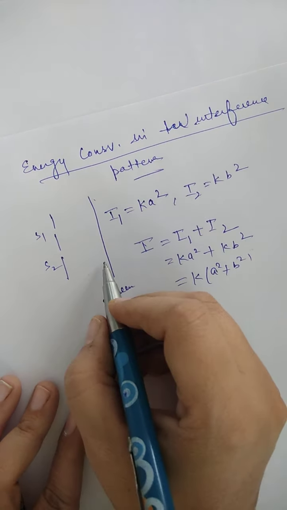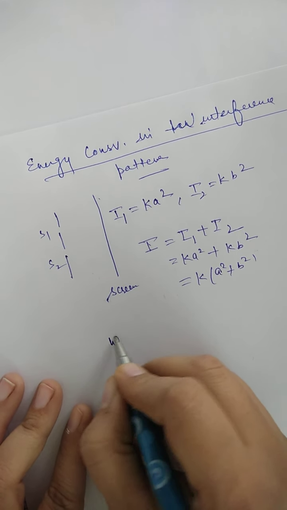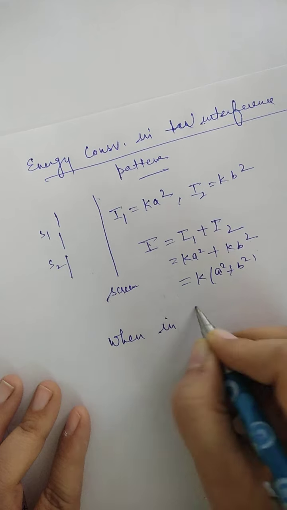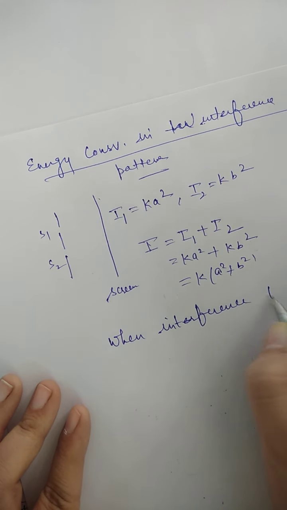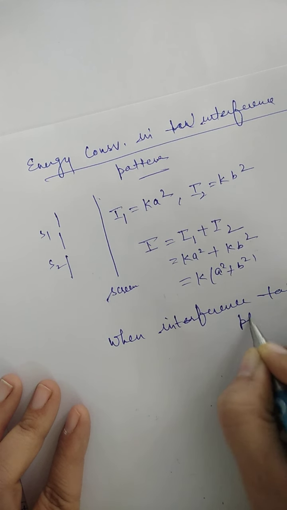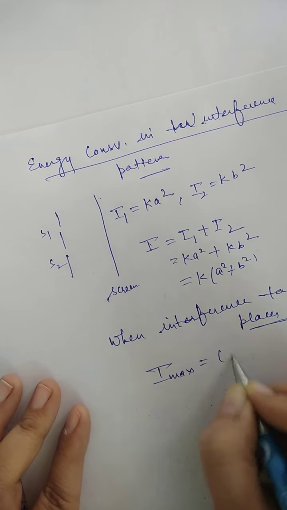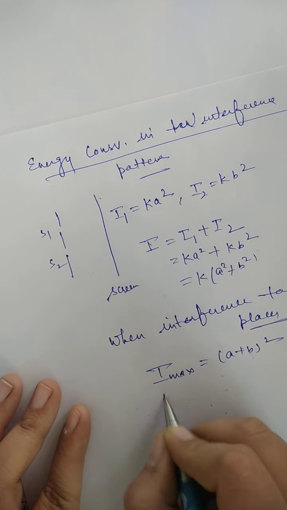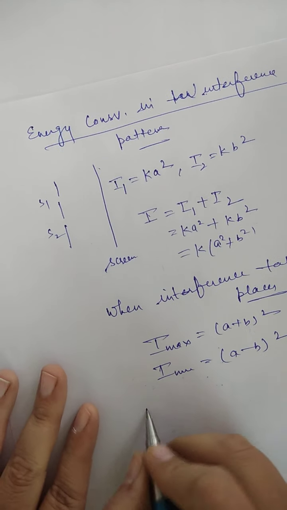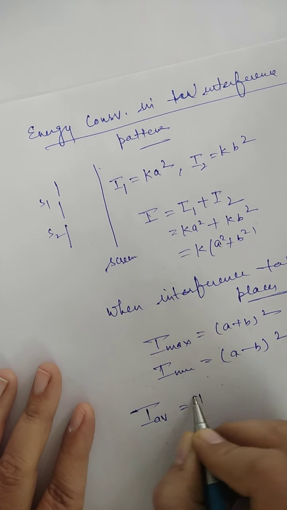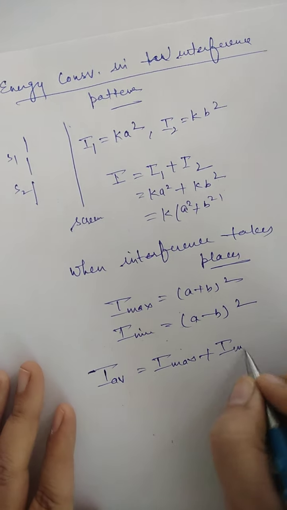अब यहाँ हमने कहा कि इंटरफेरेंस पैटर्न इज फॉर्म्ड. तो व्हेन इंटरफेरेंस टेक्स प्लेस, what is the intensity of maxima? That is A plus B whole square. What is the intensity of minima? It is A minus B whole square. तो अब आपकी एवरेज इंटेंसिटी क्या आ जाएगी? This is I maxima plus I minima divided by 2.